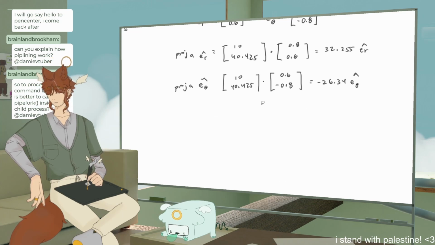So it's to process different commands in Linux. So to process different commands in Linux, is it better to call pipe fork inside the child process? Two things, I don't know exactly that case. That's the first thing. The second thing is there might be certain cases where it might be good, but you know, kind of like in all programming, it might be a case by case basis.